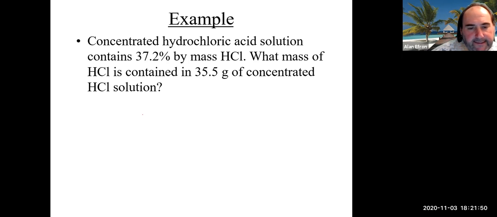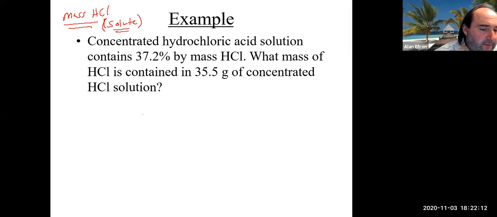Okay, so let's take a look. So we have 37.2% by mass HCl, and we want to know what is the mass of HCl in 35.5 grams of the solution. So the HCl here is the solute. Remember, as we talked about with concentration and molarity, the name of the solution is the solute. So again, if you had a sodium chloride solution, the solute is sodium chloride.